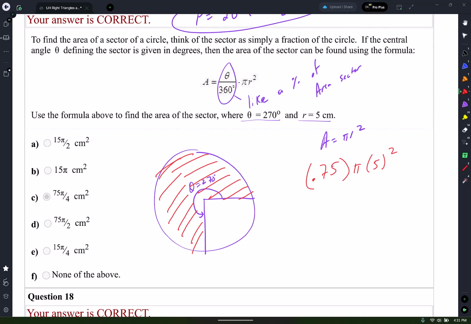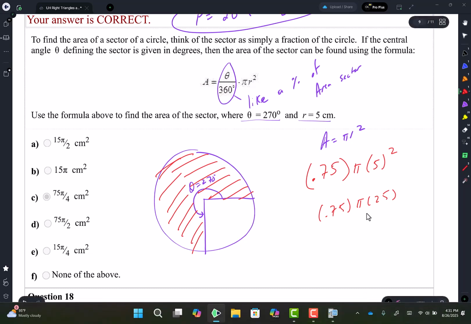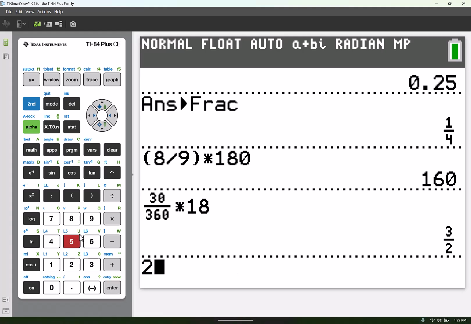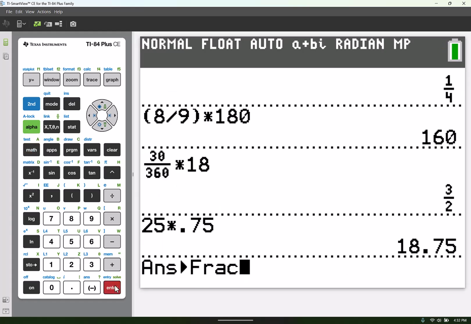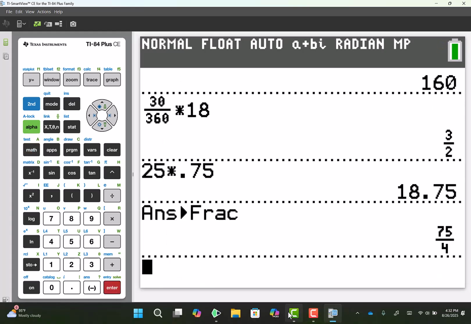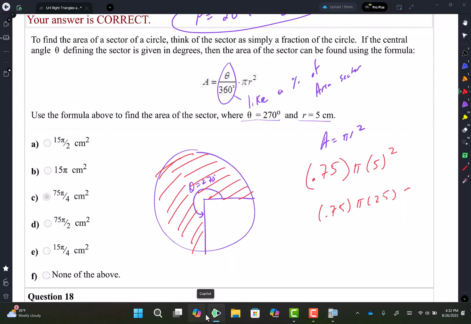So 0.75 times pi times 25. I take my calculator, and I'm just going to go 25 times 0.75, leaving the pi alone. And there it is. Turn that into a fraction: math, frac, enter. 75 pi over 4.